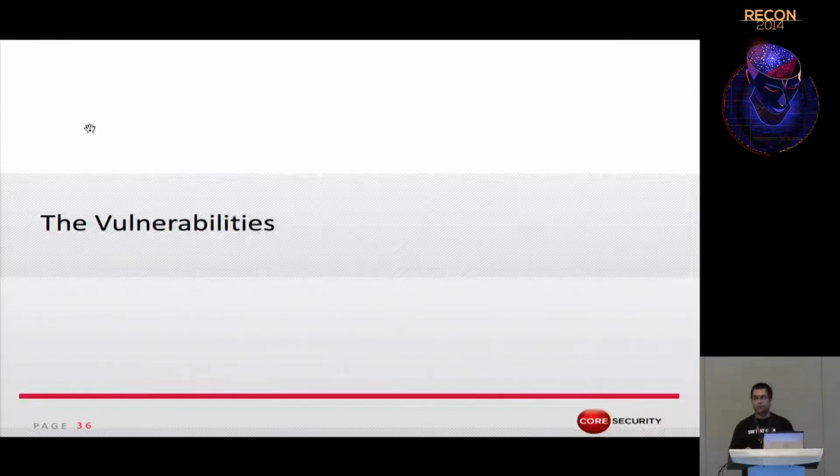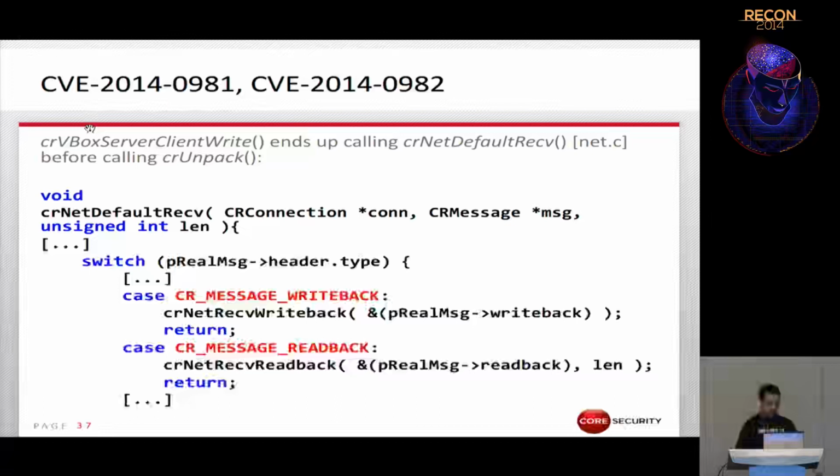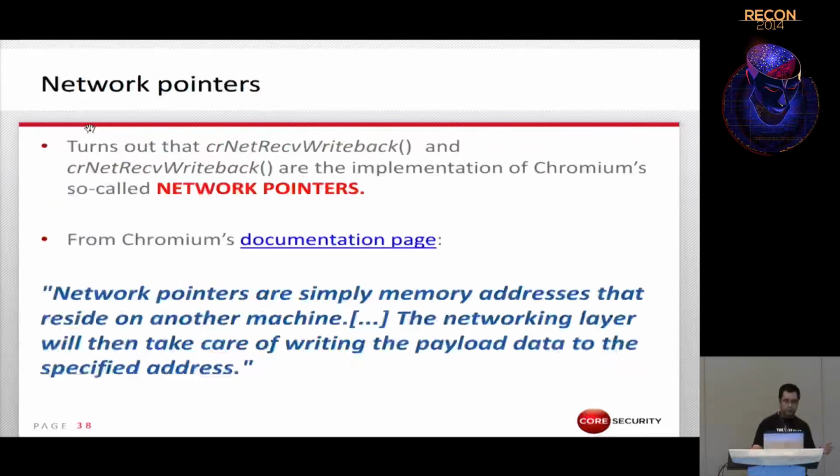So now we are ready to uncover 3 memory corruption vulnerabilities that affect the Chromium server that runs in the context of the hypervisor on the host side. So, look, this is a function that belongs to the Chromium server that is handling 2 different message types: CR message writeback and CR message readback. And it turns out that those 2 message types are the implementation of the so-called Chromium network pointers.